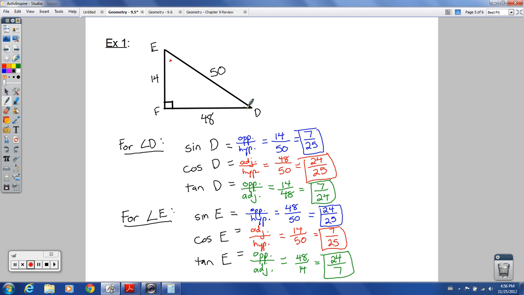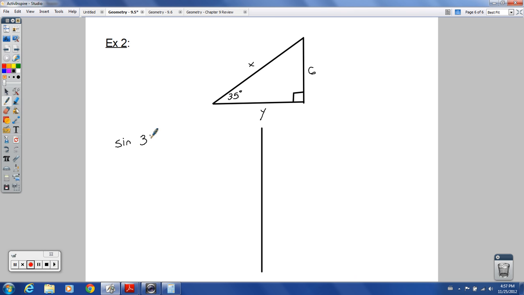Back here, we didn't know the degree measure, but here we do. So we plug in an actual number here. Sine of 35 degrees equals opposite is 6. Opposite of 35 degrees is right there at 6. And then the hypotenuse is across from the right angle, that's x. And so from here we can solve for x.